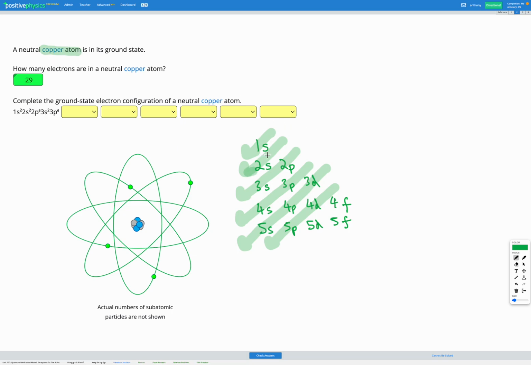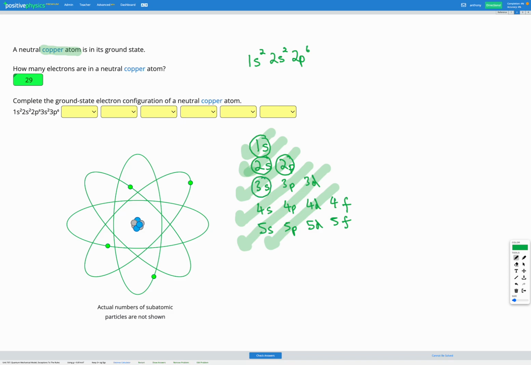So first we're going to fill the 1s subshell. Remember, s can fit up to 2 electrons, so it'll be 1s2. 2s can also fit up to 2 electrons, so that'll be 2s2. 2p can fit up to 6 electrons, so that'll be 2p6. So far we've used up 10 of our 29 electrons, so we've still got 19 to go.